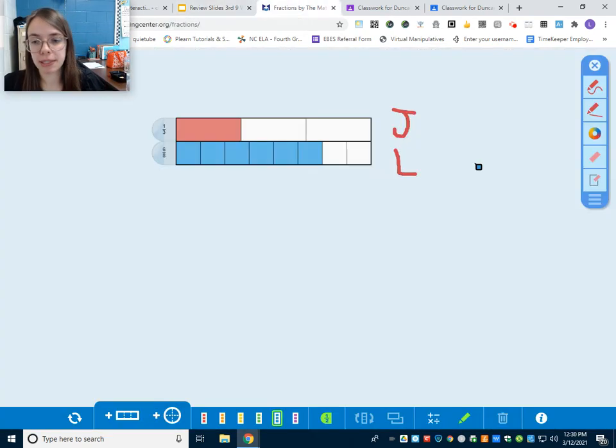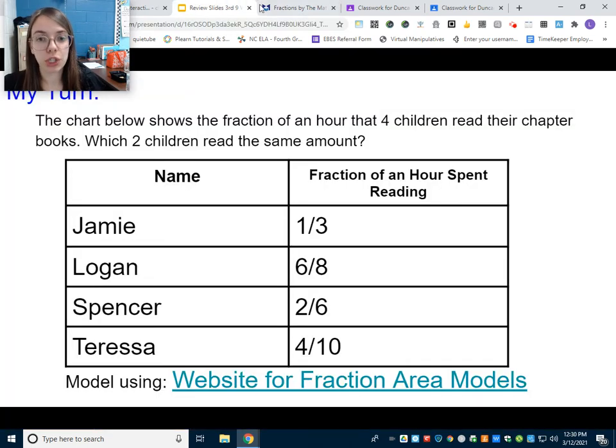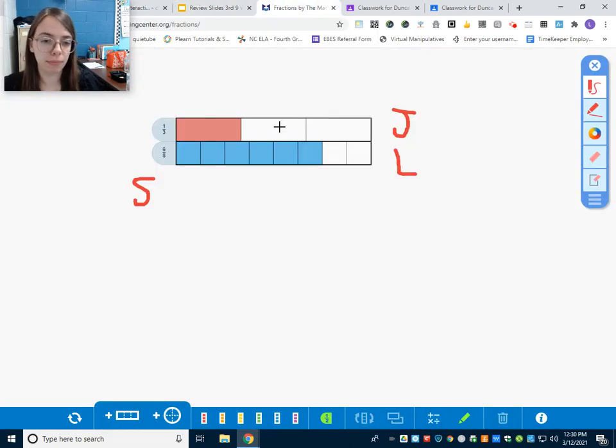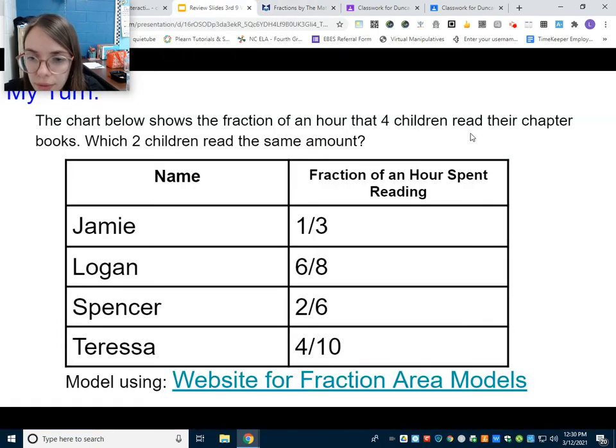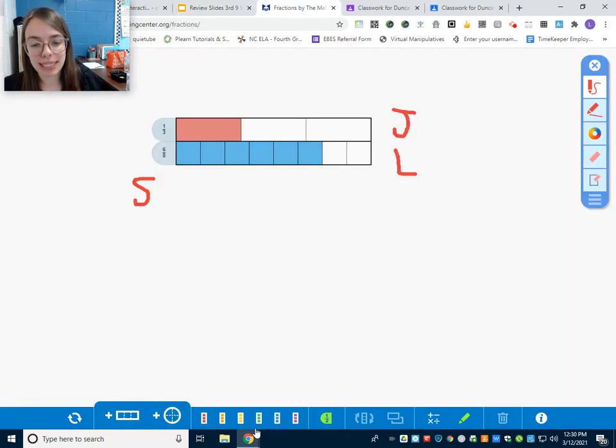I'm going to go over to Spencer now, okay? Spencer's going to read 2/6 of his book. Well, they're not. They're reading the same book. They're reading for an hour, okay? Sorry about that. So Spencer reads for 2/6 of an hour.